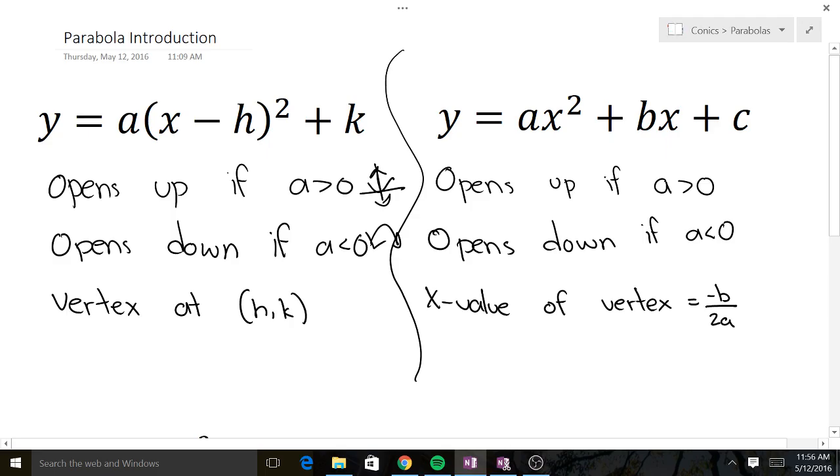And then on the right we have standard form, and that takes the form y equals ax squared plus bx plus c. Then that also follows the same rule: if a is greater than 0, it's going to open up, and if a is less than 0, it'll be opening down. Then the x value of the vertex is negative b over 2a, and that's the hard part about standard form, finding the vertex. So if we have this formula for an x value, the way we find a y value is plugging it back in and solving for y. And there's another way to find the vertex for standard form that we'll go over.